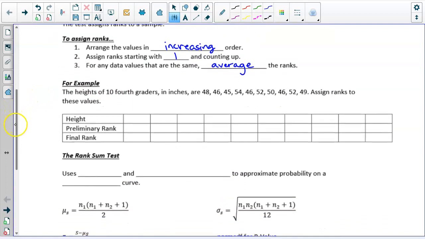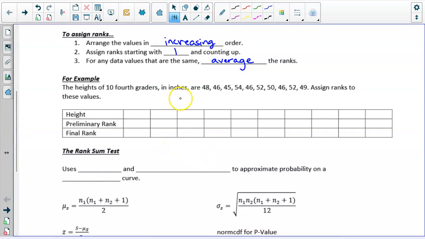So for example, the heights of 10 fourth graders in inches are right here. Assign ranks to these values. So the first thing it does is says to arrange it in increasing order. So look through this list. What's the smallest value? 45. So I'm going to put that first. And then we have 46, 46. Actually, I have 3 46s. 46, 46, 46. That's okay.